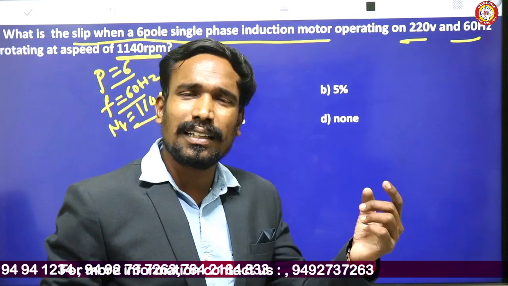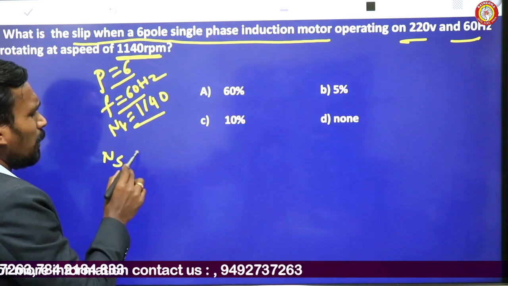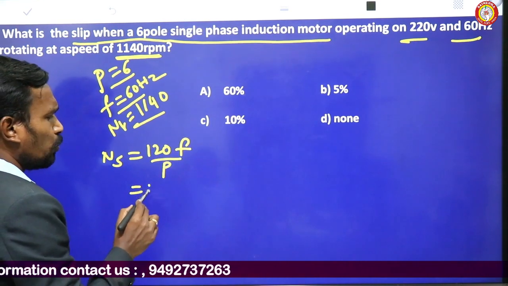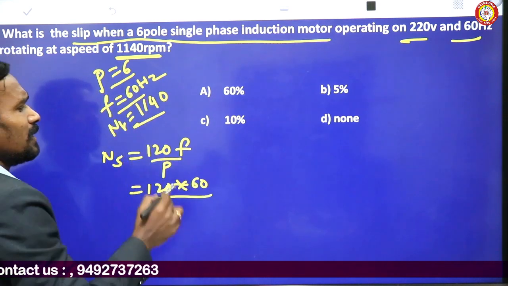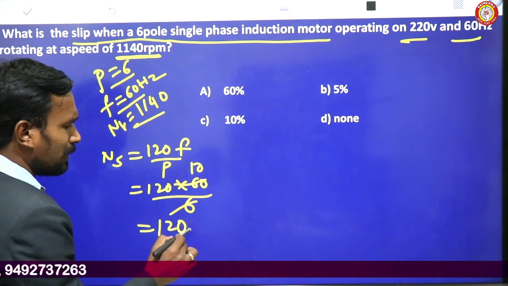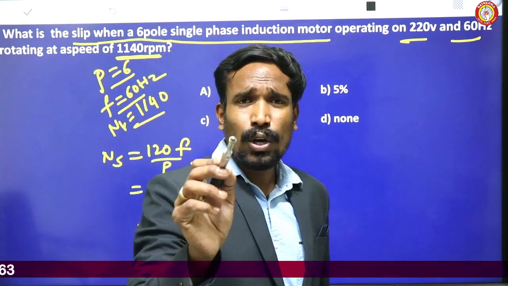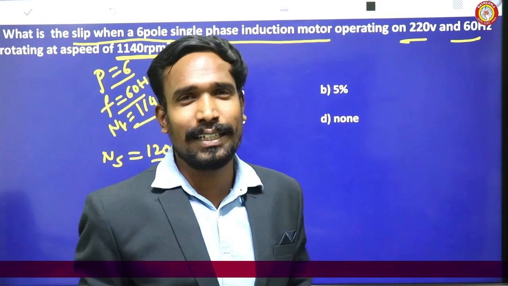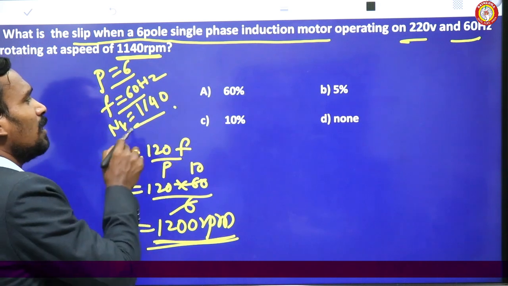Now we want to calculate the slip. First, what is the synchronous speed? The synchronous speed Ns is equal to 120 f by p, which is 120 times 60 hertz by 6 poles. So the answer is 1200 rpm. No need to calculate; you have to know already. It should be in your mind. Don't waste your time here. Yes, here 1200 rpm is the synchronous speed.